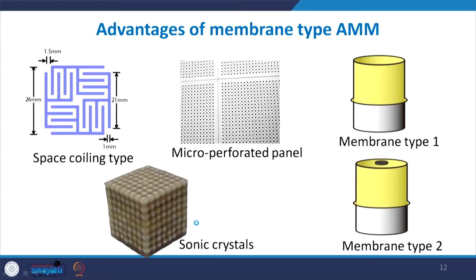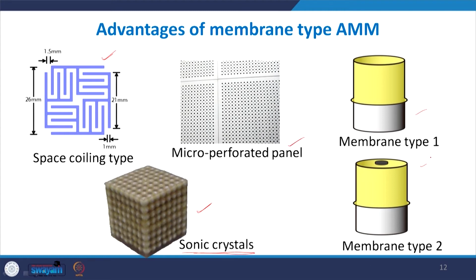Now some other advantages are, so if you see here, after this lecture, we'll begin our discussion on another type of acoustic metamaterial called sonic crystals, which are made up of hard lead balls grouped together into a cuboidal periodic structure. Similarly, some other metamaterials were proposed which have complex configurations, space coiling type. Then we also have an advanced material like the microperforated panel.